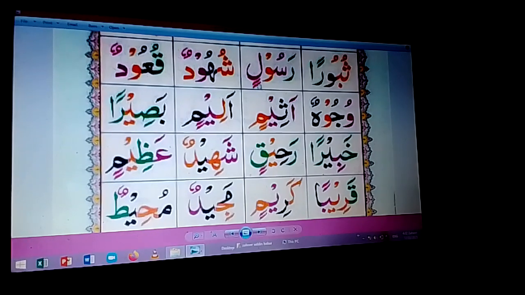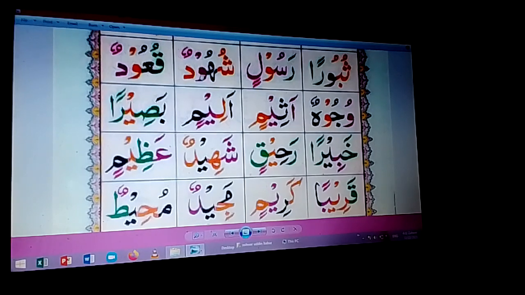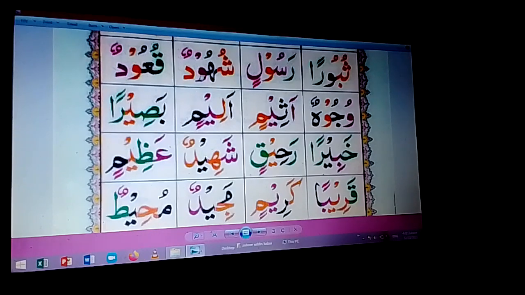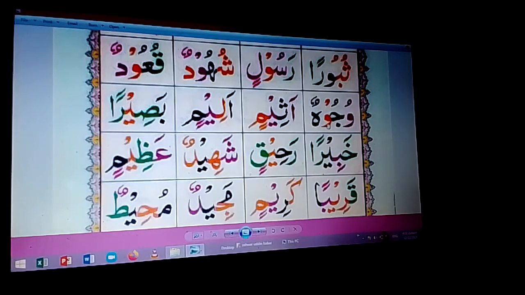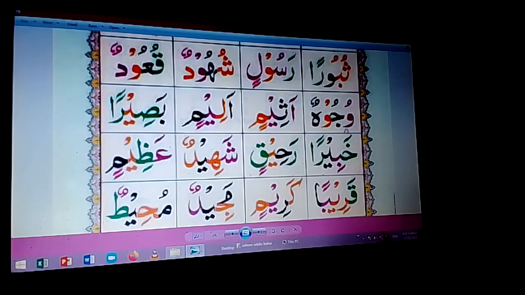Rasulin. Next is shuhudun. Hu is longer because of waw silent. Shuhudun. Next is qu'udun, and this one is wujuhun.